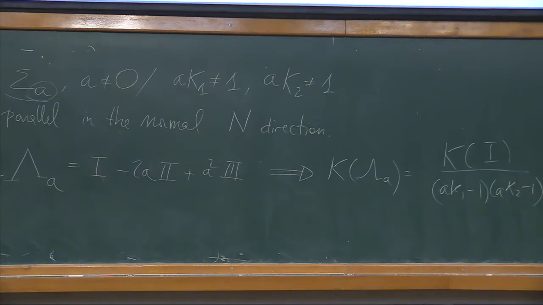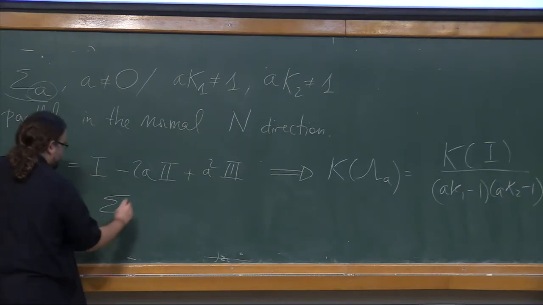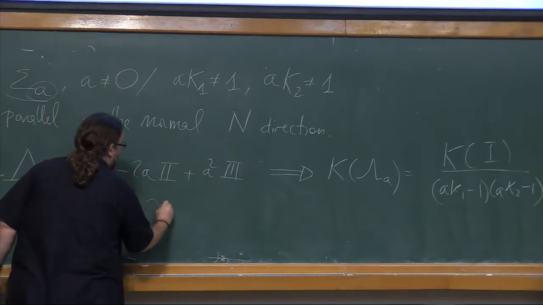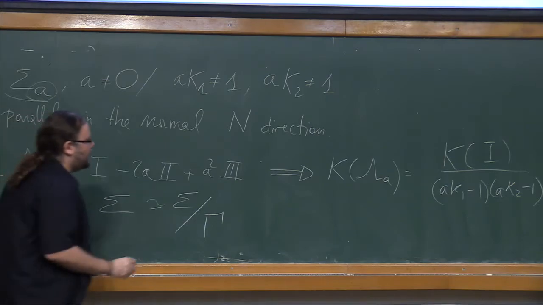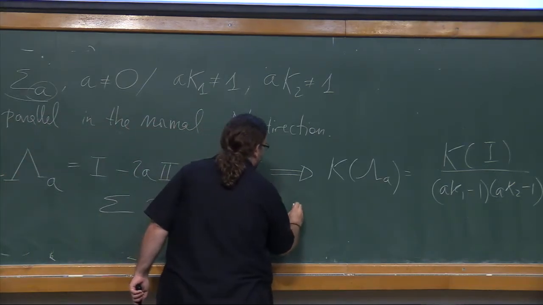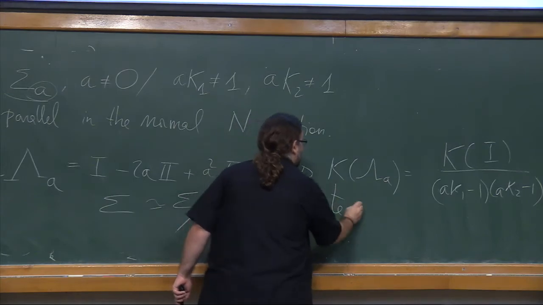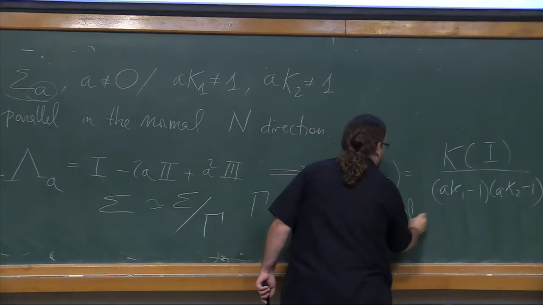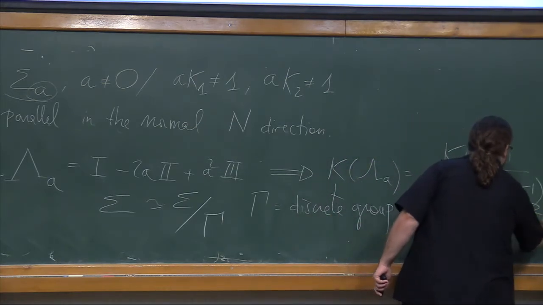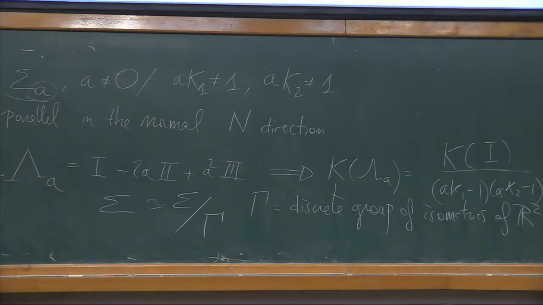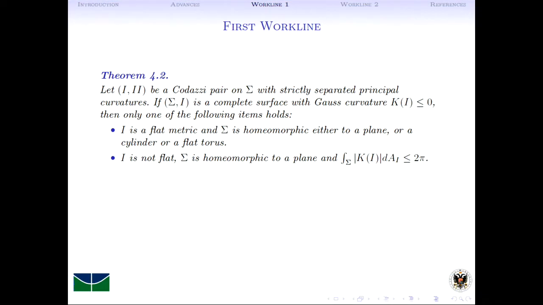And in that case, by Cartan's theorem, the surface is homeomorphic to a quotient like this, where gamma is a discrete group of isometries of R2. That yields a plane, a cylinder, or the flat torus.